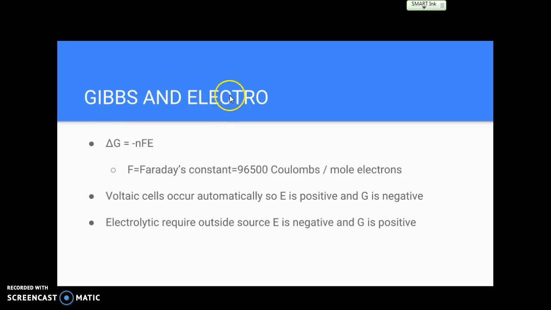And how this relates to electrochemistry, delta G equals negative nFE, where you remember how voltaic works, you just put them together and they automatically occur. That's delta G equals negative because it's just occurring automatically. Electrolytic, it requires an outside source to occur. Delta G is positive. You got to have something else to push it forward because delta G is going to be positive and you need that outside help.